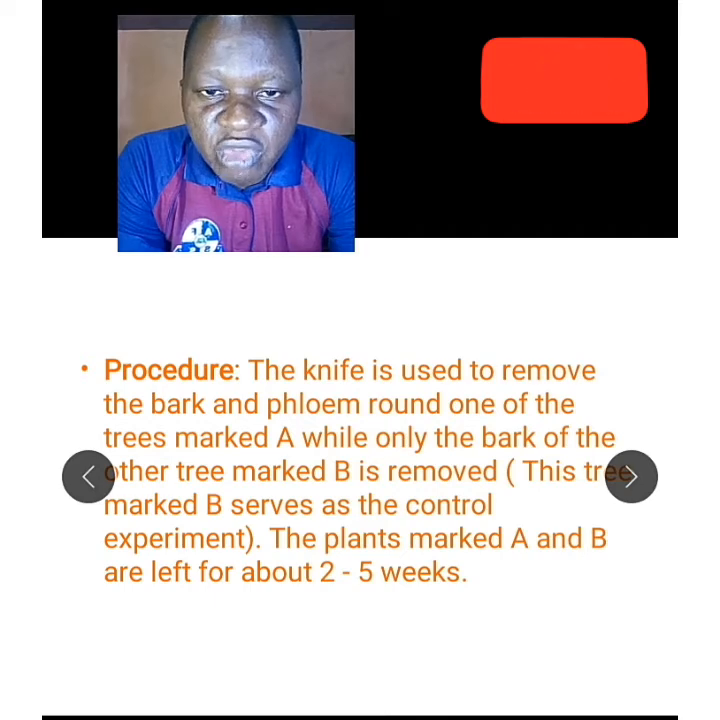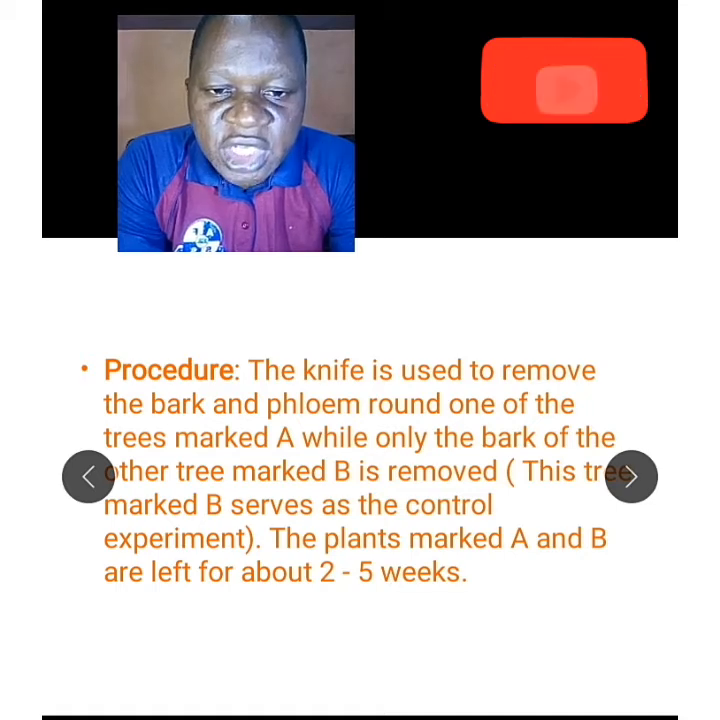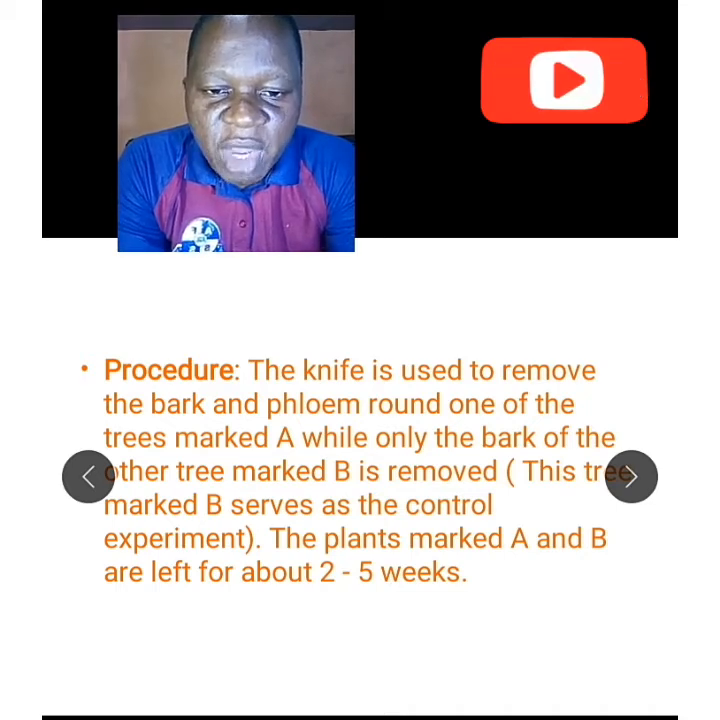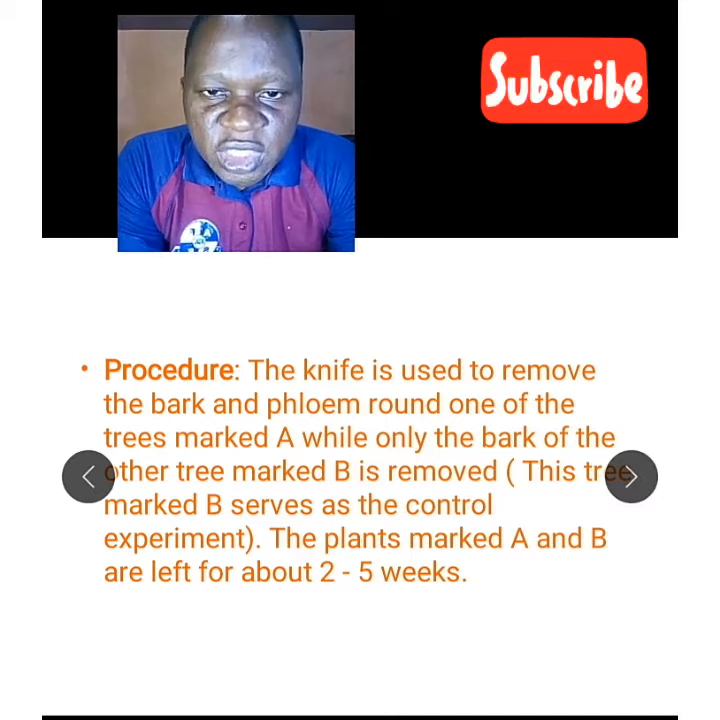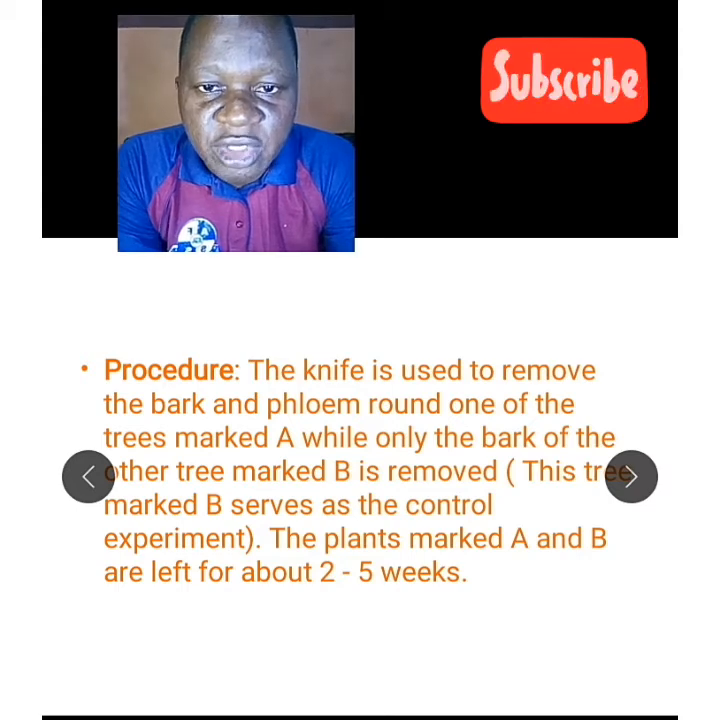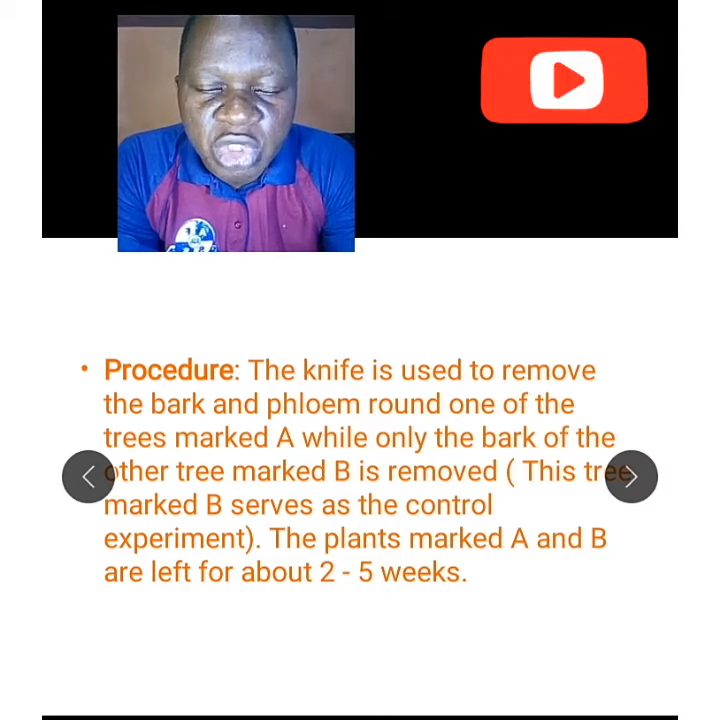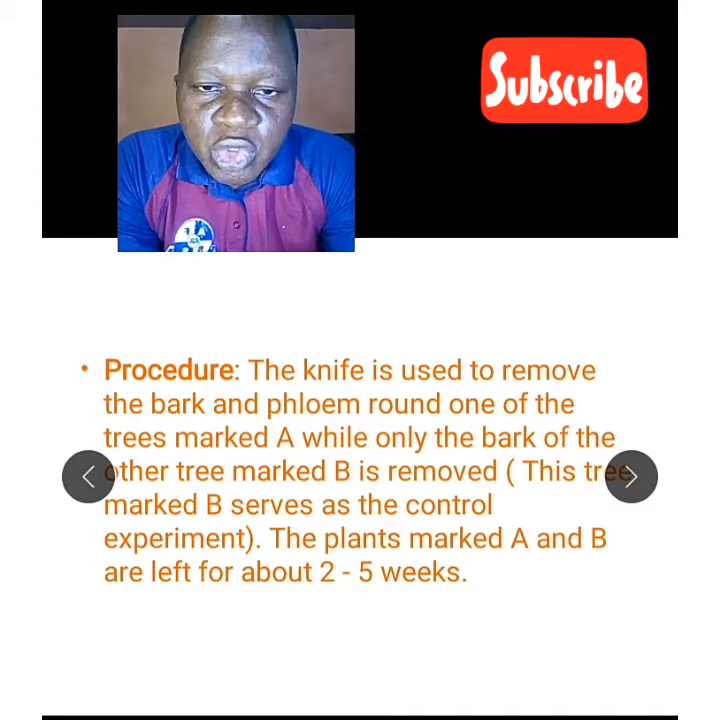Once we remove the phloem, that plant will not be able to transport or translocate food. Then the other one marked B will only have the bark removed, leaving the phloem intact, and such a plant will still remain healthy as it will still be able to transport food. Then we leave the two plants for a period of 2 to 5 weeks.